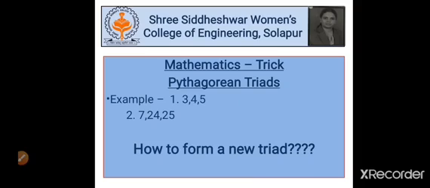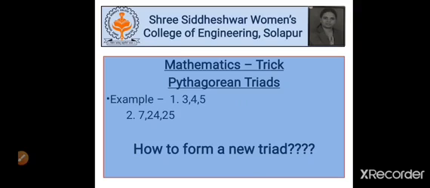The same is the case with the triangle with the sides 7, 24 and 25 units. So what are these two triplets? These two triplets are nothing but the Pythagorean triads. So you can easily check whether the given triangle with the 3 side lengths is a right angle triangle or not using Pythagoras theorem. But how to form a new triad? How to form a new Pythagorean triad? It is very simple. Take any odd number greater than or equal to 3.